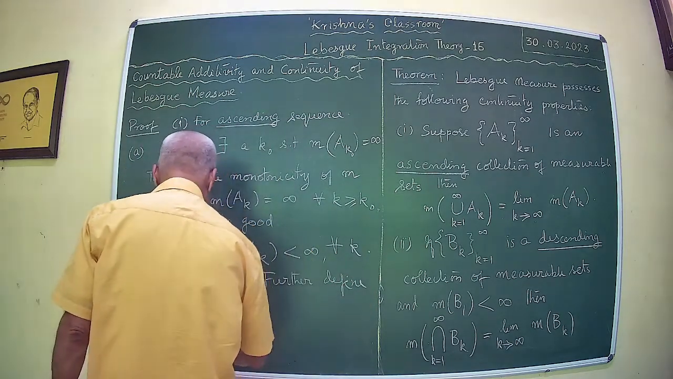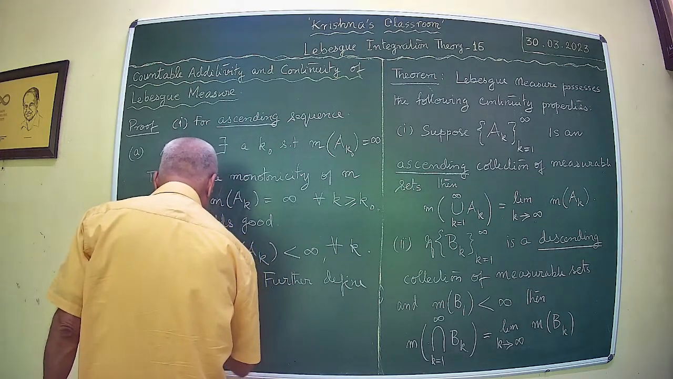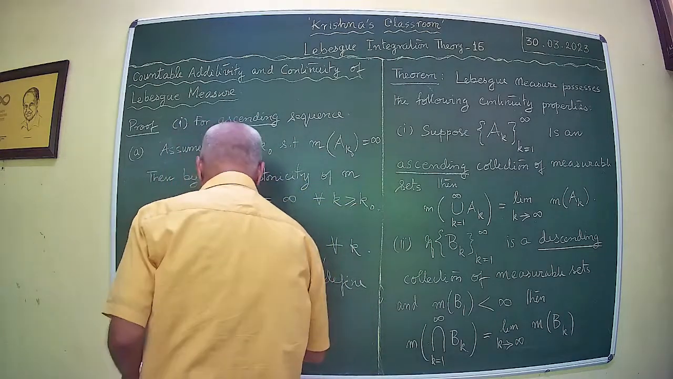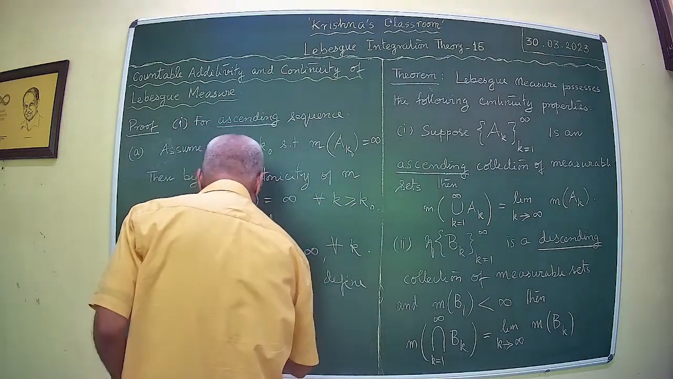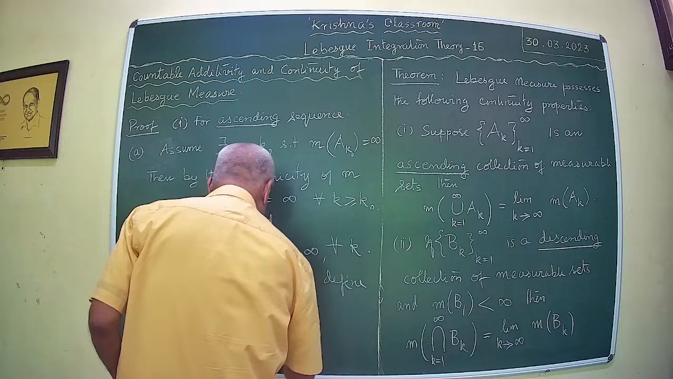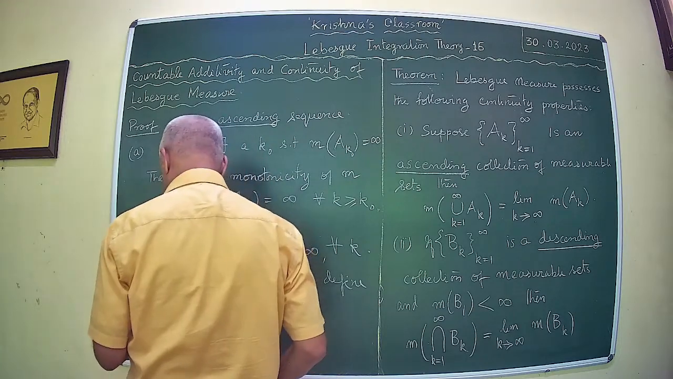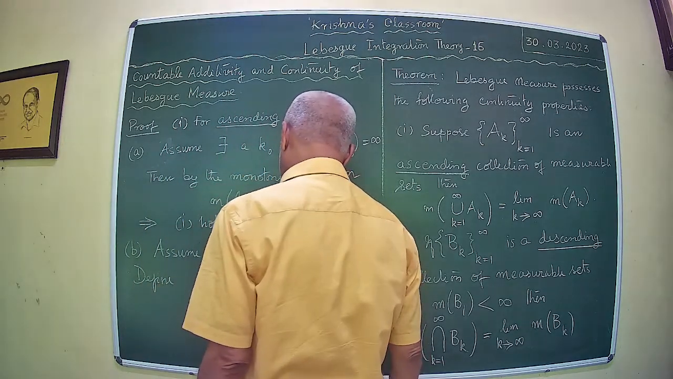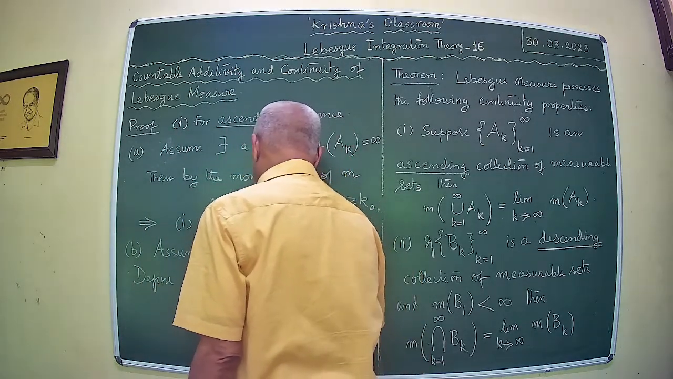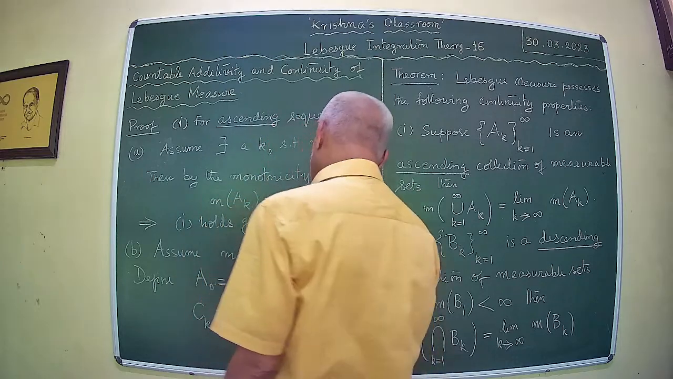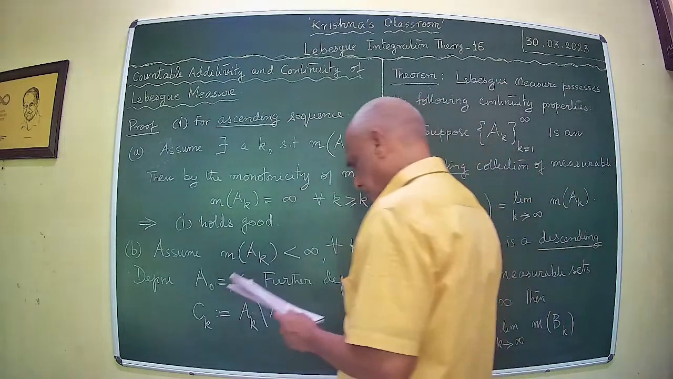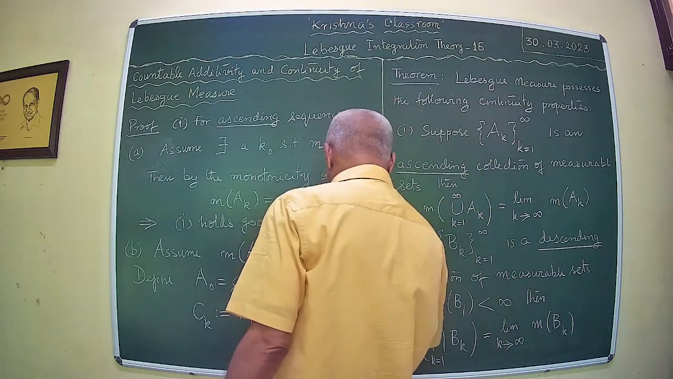C_k equal to A_k minus, and put a slash, A_{k-1}, so it's all the same. So it's a better notation, for every k greater than or equal to 1.